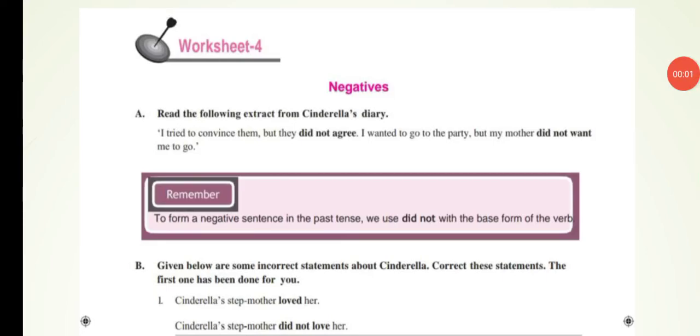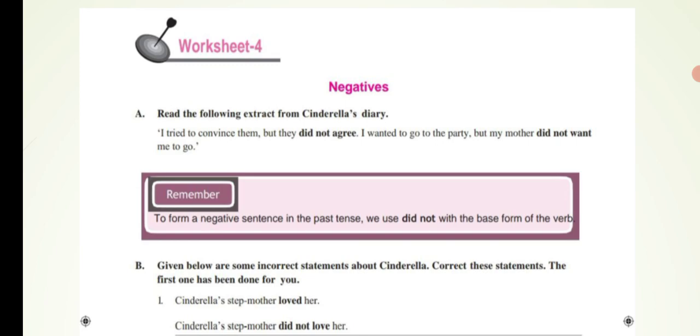Hello students, in this video we will talk about the worksheets of your English practice book. So let's take worksheet 4. First of all, let's read the title where you can find negatives. Negatives means here we will talk about negative sentences. Basically these negative sentences will be formed by adding a helping verb. And one more thing, here we will talk about negative sentences in past form.